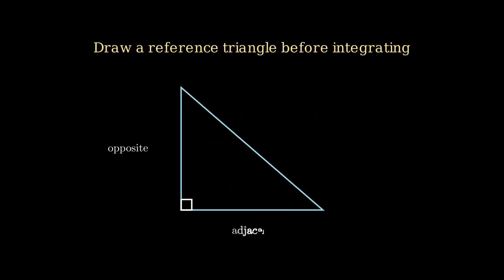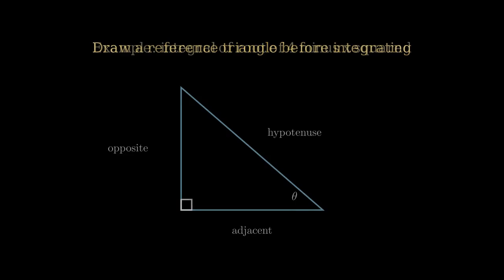In every case, once you've made the substitution, you draw a reference right triangle. This is what lets you convert your final answer, written in terms of theta, back into a function of x. Now let's work through an example.